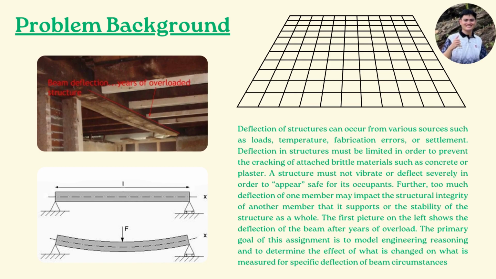The first picture on the left shows the deflection of the beam after years of overload. The primary goal of the assignment is to model engineering reasoning and to determine the effect of what is changed on what is measured for specific deflection of beam circumstances.